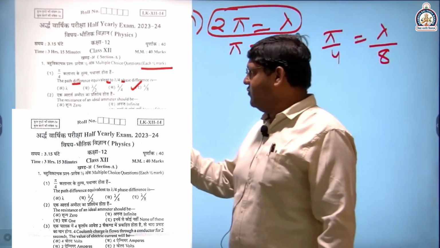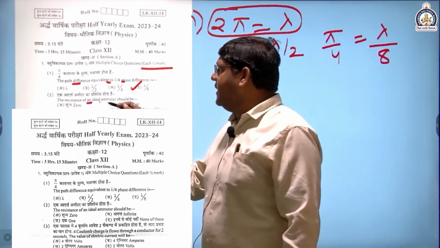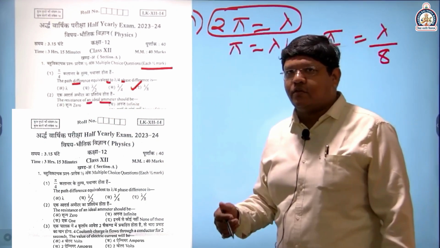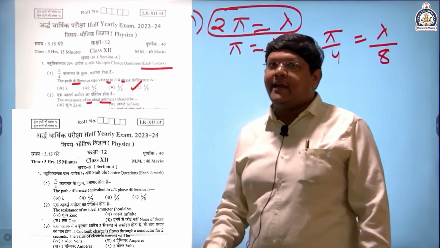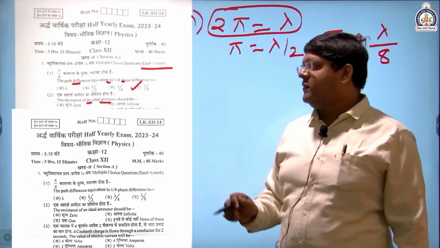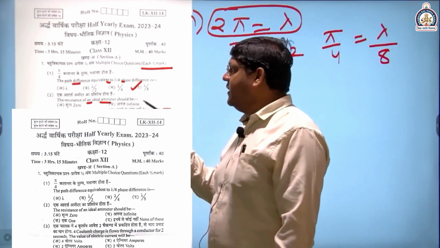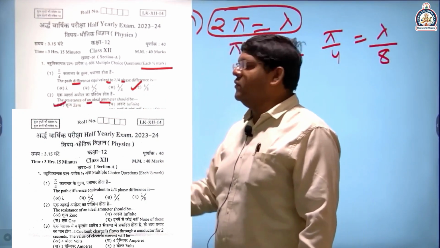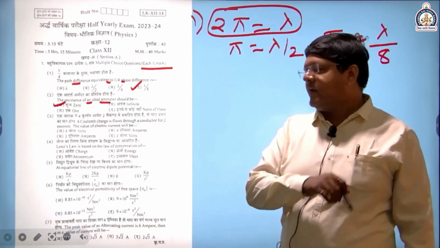Now moving to the next question. The resistance of an ideal ammeter should be. The main purpose of an ammeter is to measure current. An ideal means perfect, having no losses. So the resistance of an ideal ammeter is always equal to 0. That's why it can measure current accurately.